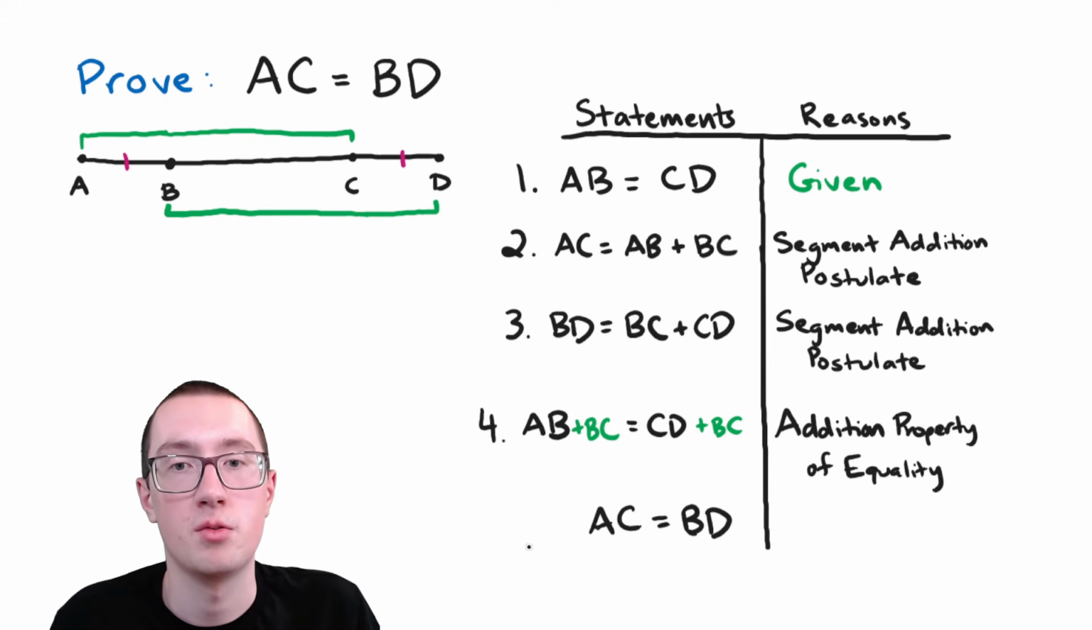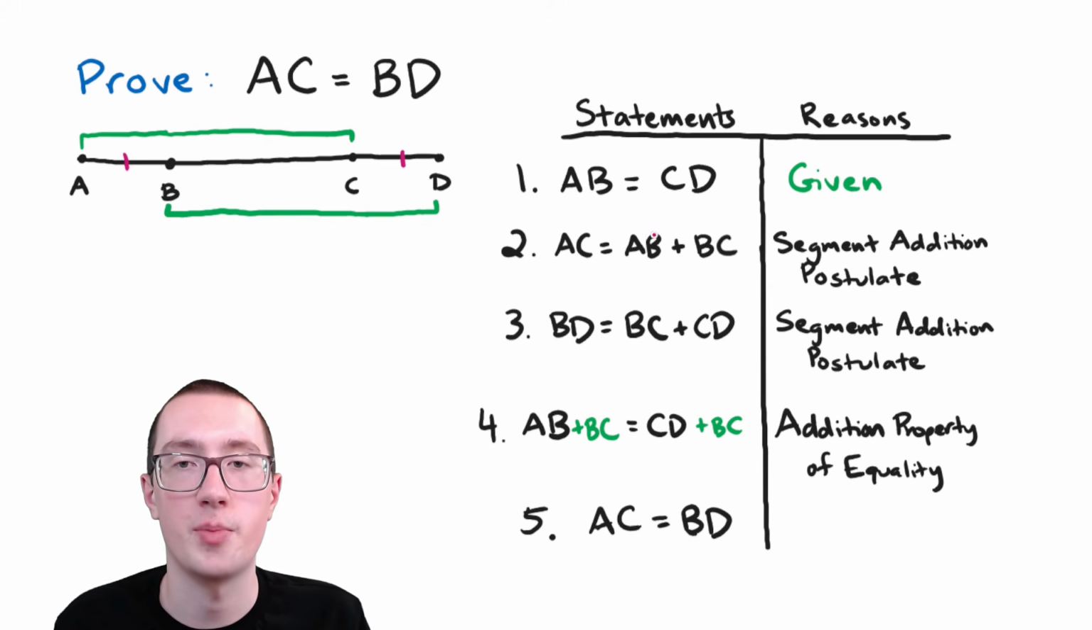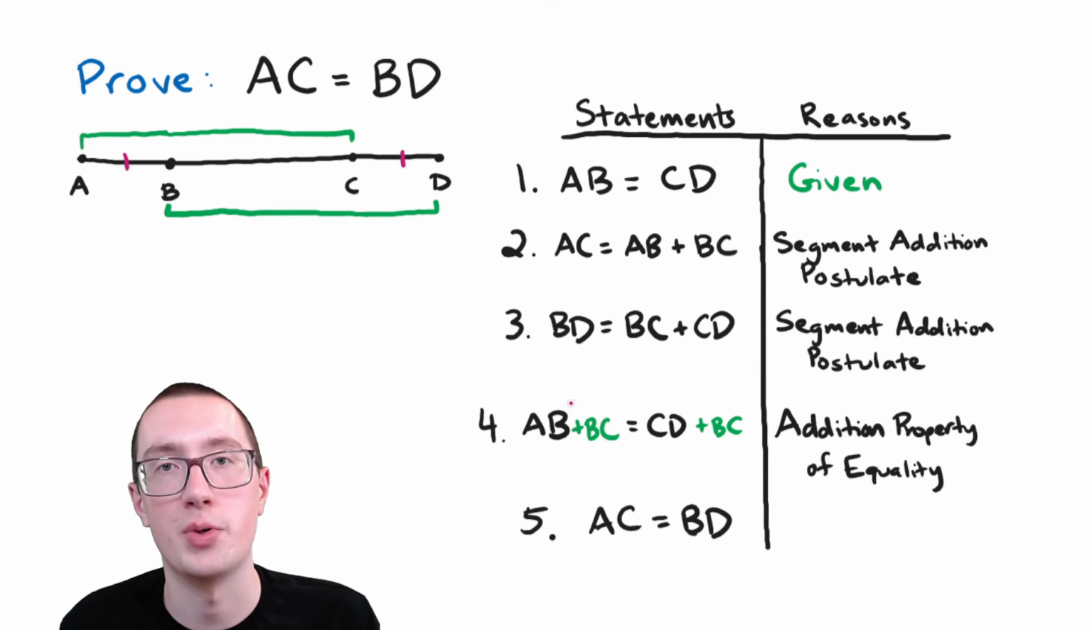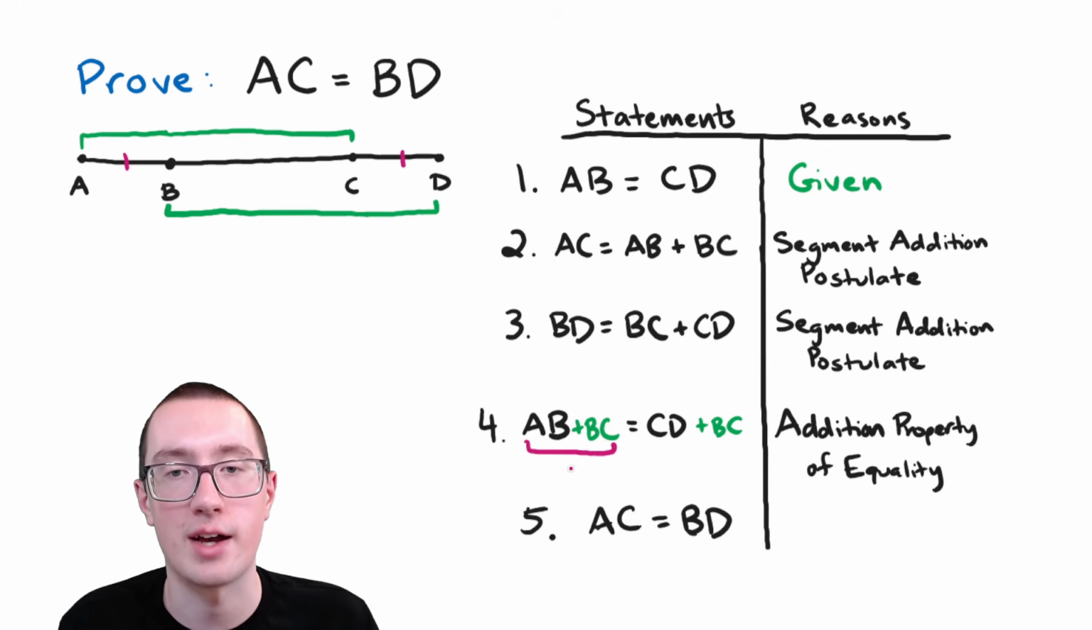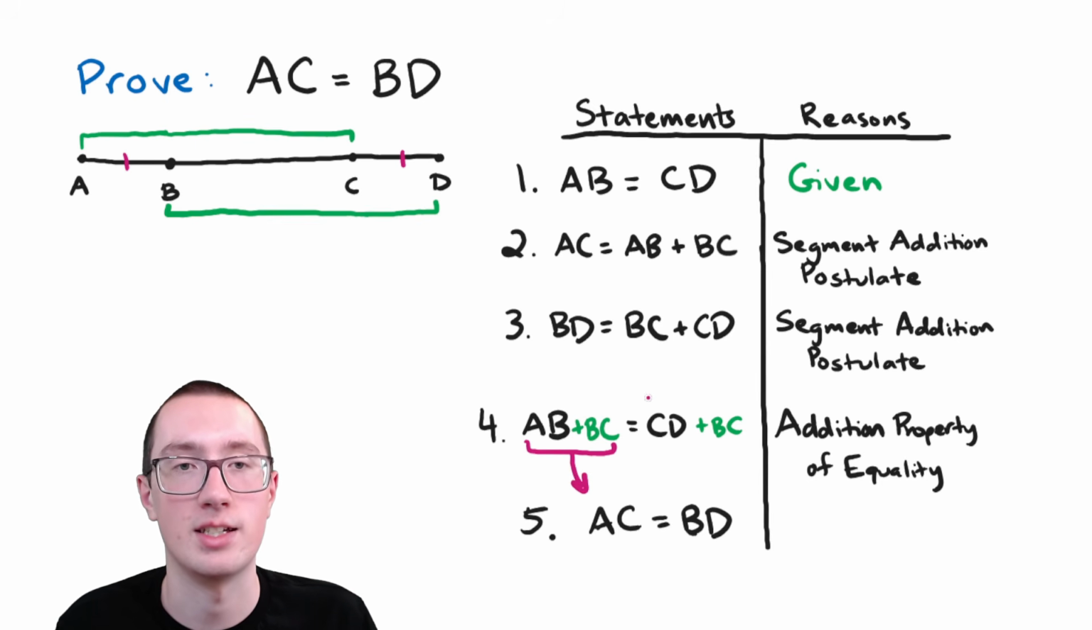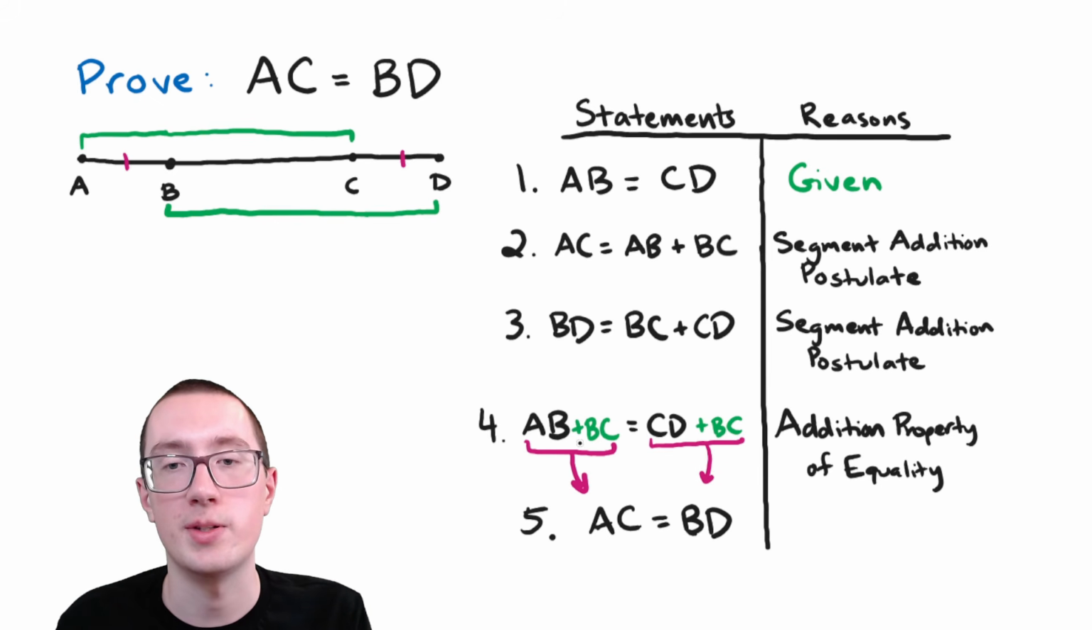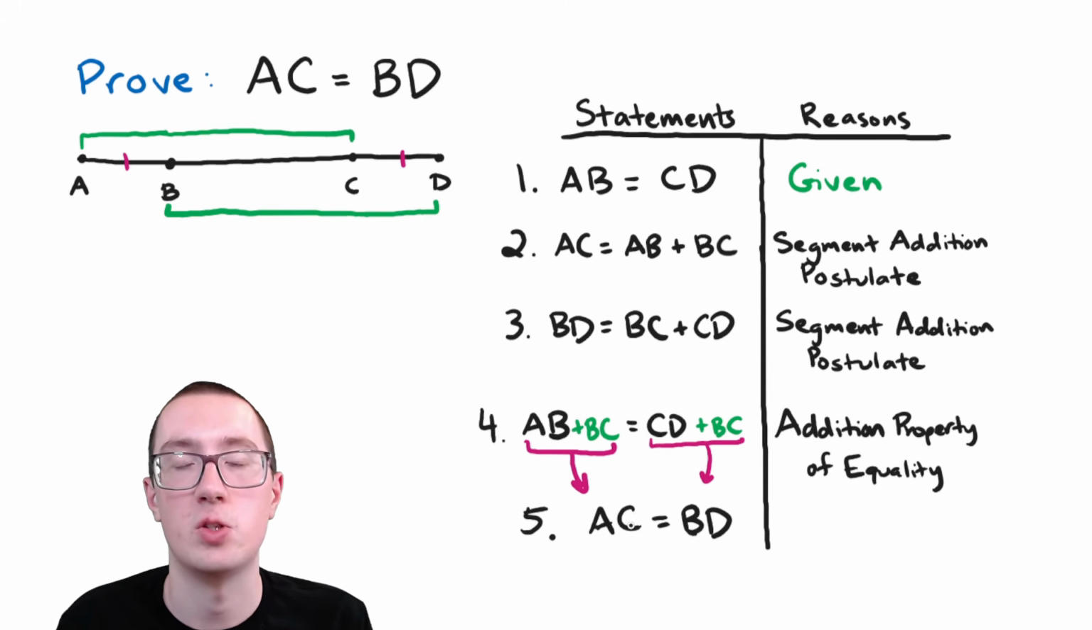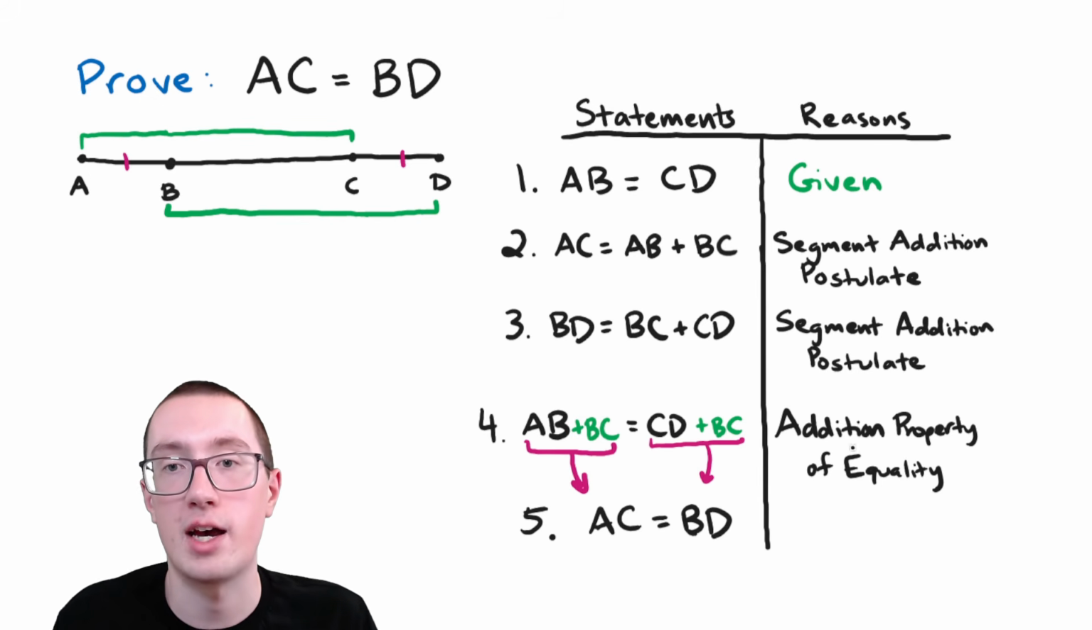And now are we done? Well, actually, we are. This is going to be our final step. And the reason is because of substitution. Earlier, we split each segment up into two smaller segments, but now at the end, we can combine them back. So AB plus BC, we know, turns into AC. And CD plus BC, as we showed in step 3, is BD. So we took something and we substituted in something else that we knew was the same. And because of that, that rule is called the substitution property of equality.